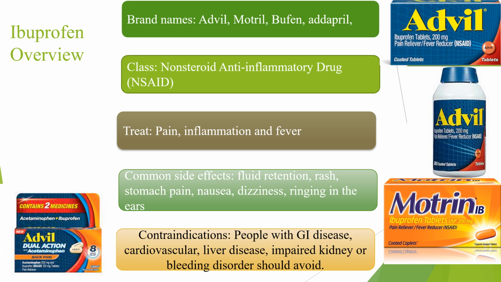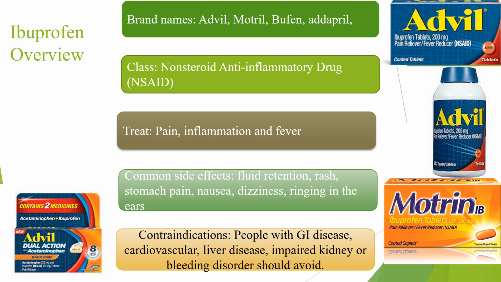So when you take brufen, there are some common side effects you can expect. Some of these common side effects are fluid retention, rashes, stomach ache, even nausea, dizziness, ringing in the ears. Those are some common side effects of the brufen. So now we shall look at some of these side effects and how they are caused. How do we respond to these side effects?